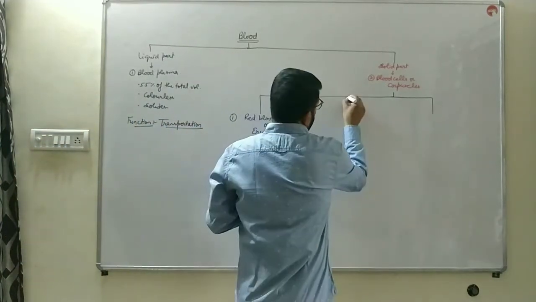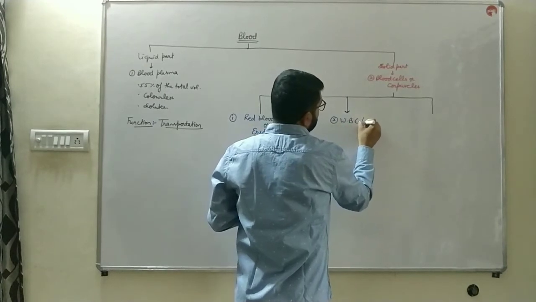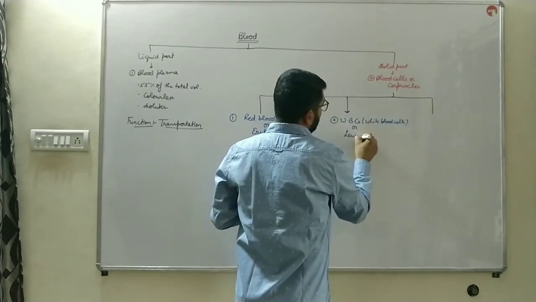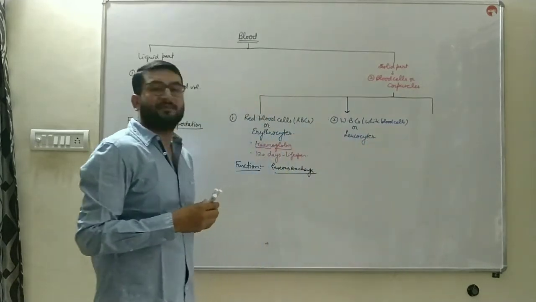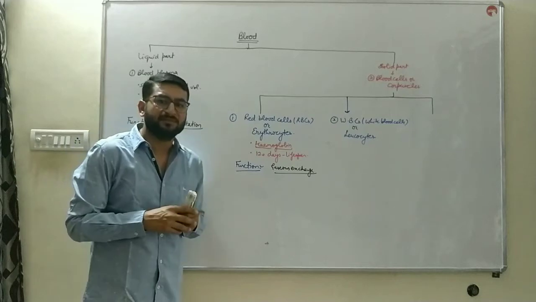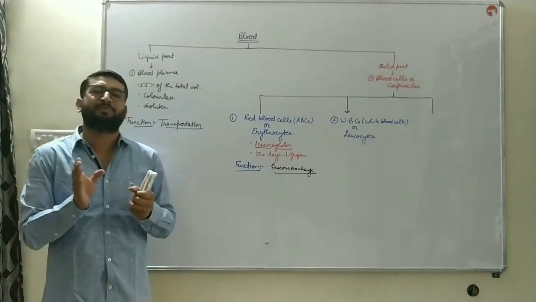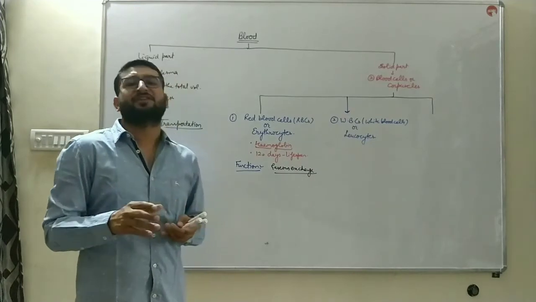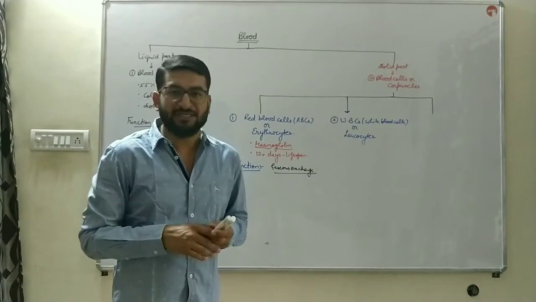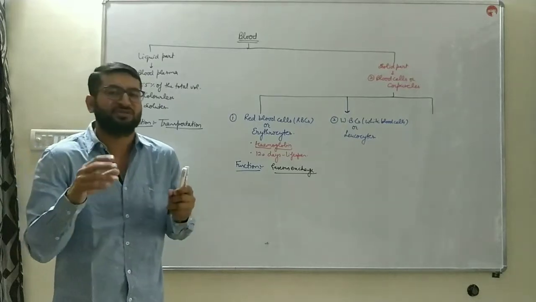The second type of blood cell is WBC, that is white blood cells or leukocytes. White blood cells are white in color as they are devoid of hemoglobin. They do not have hemoglobin. WBCs are further of two types, agranulocytes and granulocytes, on the basis of granules present in their cytoplasm. Agranulocytes are of two types, monocytes and lymphocytes, and granulocytes have three types: eosinophils, basophils, and neutrophils. Those differentiated forms are not in your syllabus.